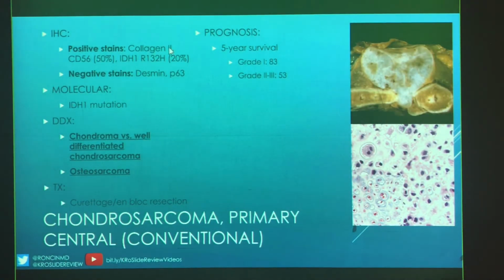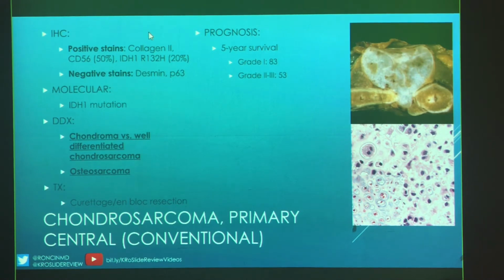For your stains, collagen 2, which makes sense given the matrix. CD56 is positive in 50% of cases, and IDH1 will be positive in 20% of cases. Desmin and P63 will be negative, and for molecular, they can harbor an IDH1 mutation, so if they do, that's where your IDH1 would be positive.